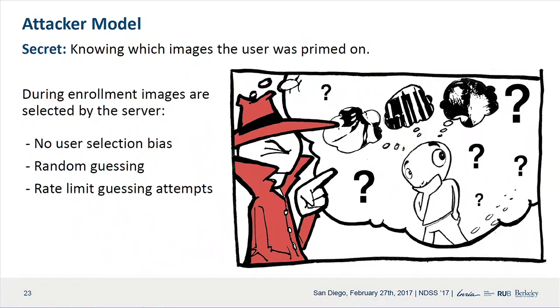In fact, the secret of the scheme is another one. The secret is knowing which image the user was primed on. And the good news here is that this secret is selected on the server side, so there is no user selection bias involved. The only chance the attacker has is random guessing. He has to guess whether this image is primed or not. Does the user know what can be seen or does he not know? And obviously, we limit those guesses with rate limiting.